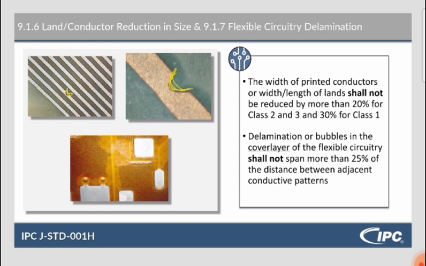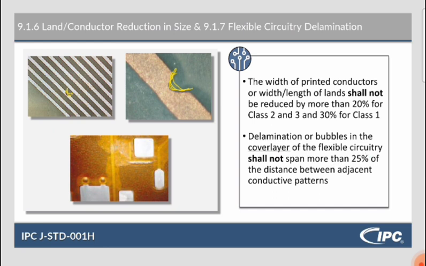Delamination or bubbles in the cover layer, so that top layer, of the flexible circuitry. So this is flexible circuitry delamination. Sorry, I forgot to mention the chapter here. It's 9.1.6 and 9.1.7. Delamination or bubbles in the cover layer of the flexible circuitry shall not span more than 25% of the distance between adjacent conductive patterns.